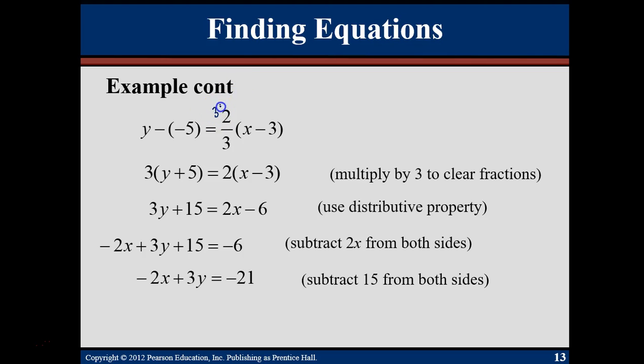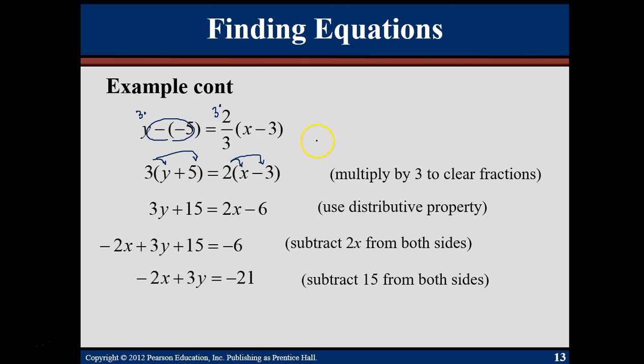Again, I'm going to multiply both sides by 3 so I don't have to deal with that fraction right here. And a negative 5 is a positive 5. This is going to turn into 6 over 3, so I have a 2. Distribute on the left, and I get 3y + 15. Distribute on the right, and I get 2x minus 6.